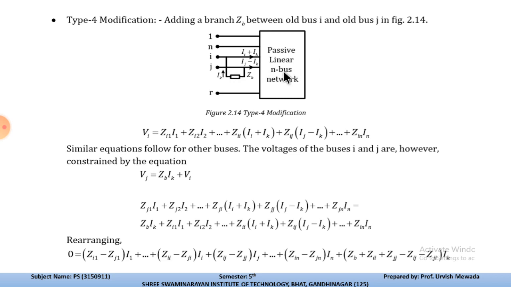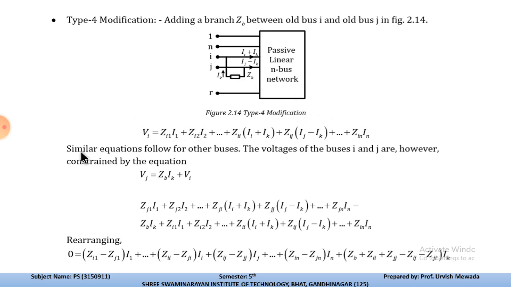Now, as this is the type 4 modification and we need to write the equation for Vi, it becomes Vi equals Zi1 I1 plus Zi2 I2 plus, and so on, Zii times (Ii plus ik), and for Ij it is (Ij minus ik), up to Zin In. So this is the formula we can write to determine the voltage of the ith bus.